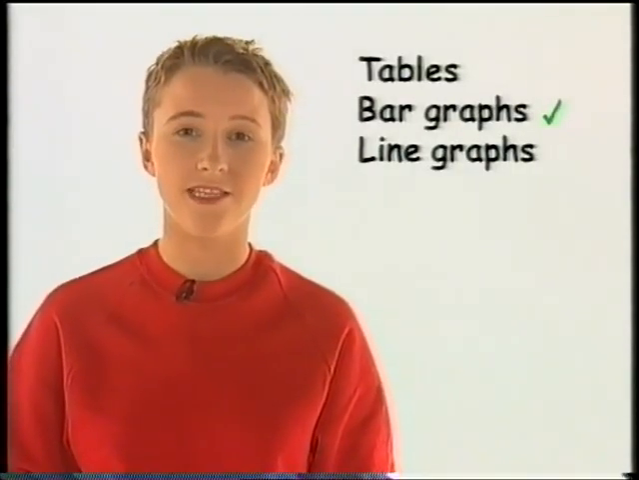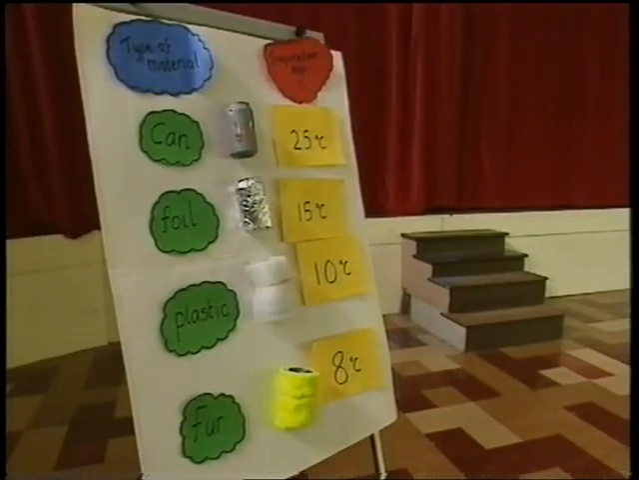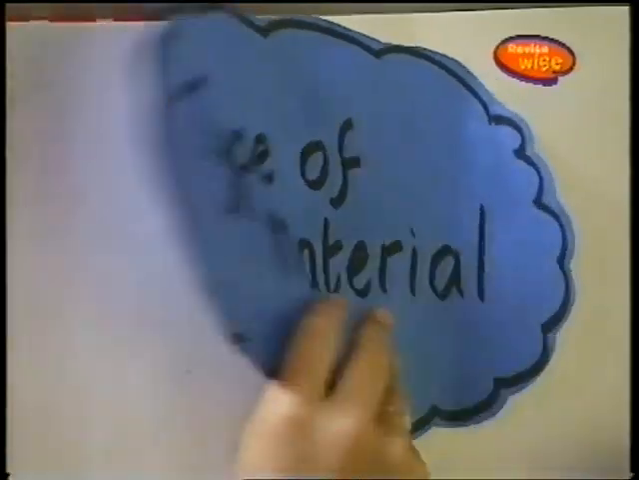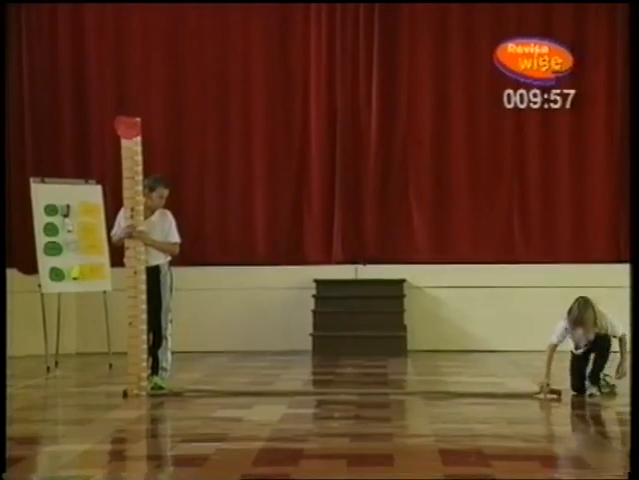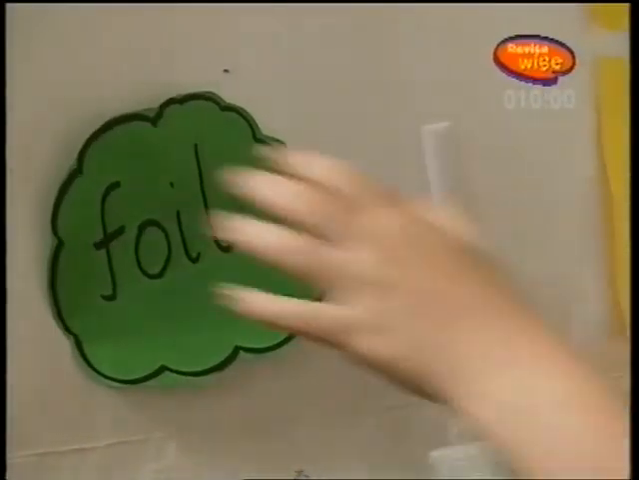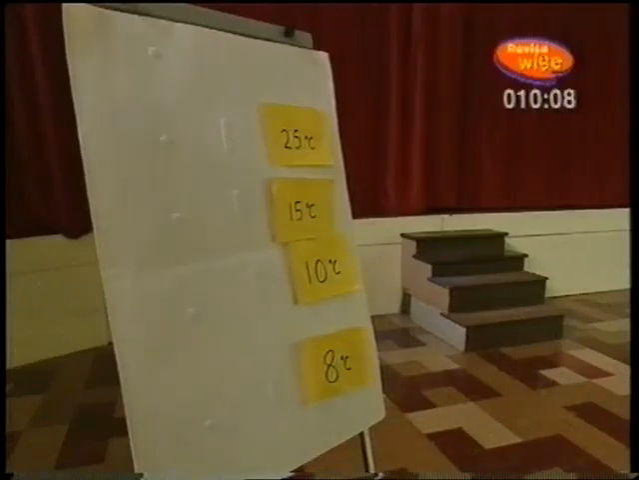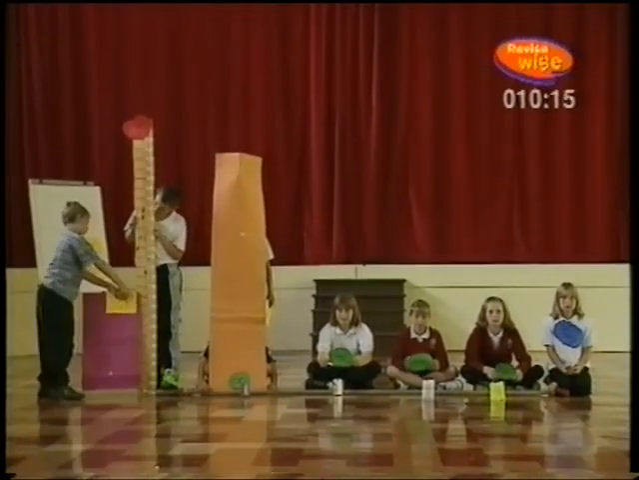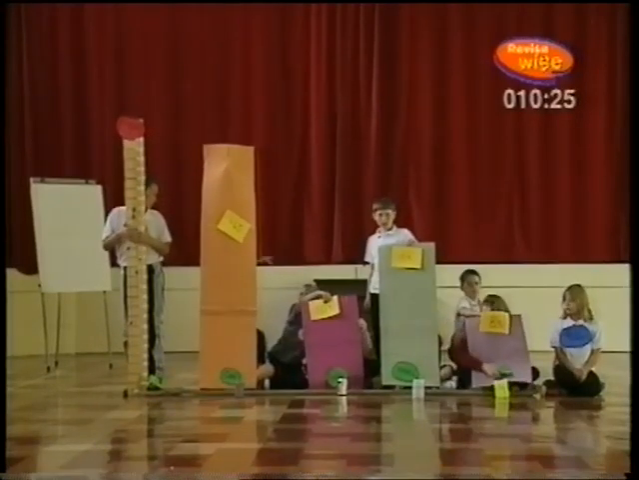The next way of presenting results is the bar graph. Let's watch some pupils making a bar graph using this table. First, the axis. Then we need to represent the heading on the horizontal axis, here the type of can. Then the columns. Making sure that they're the right height. And here it is.